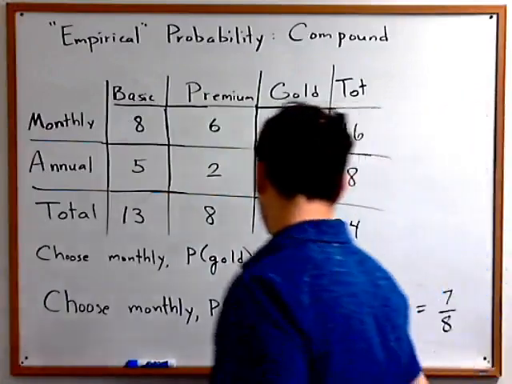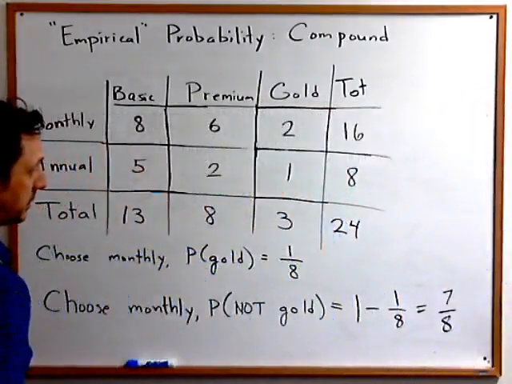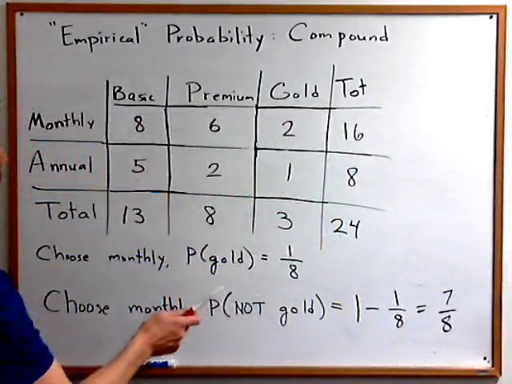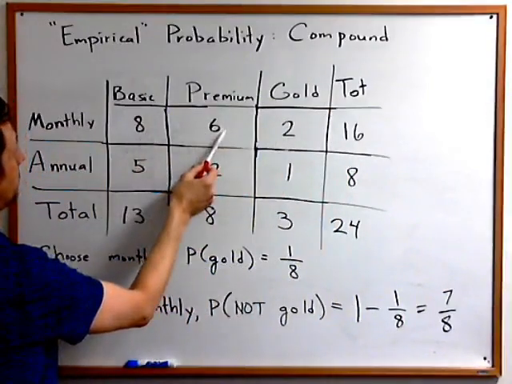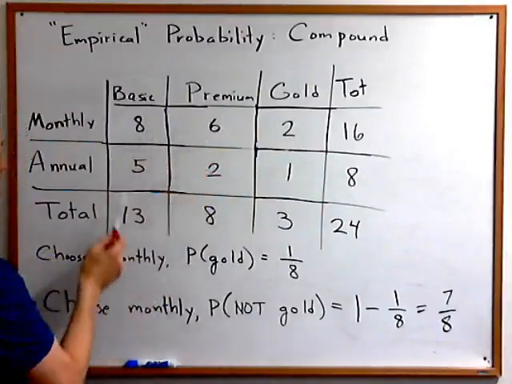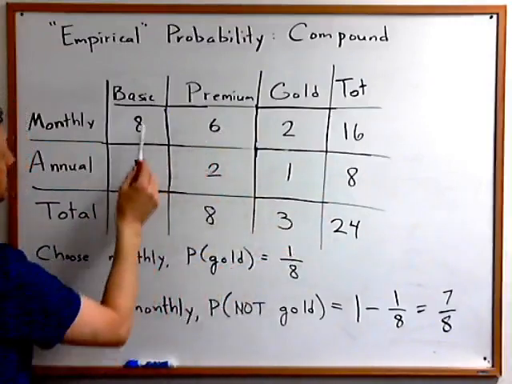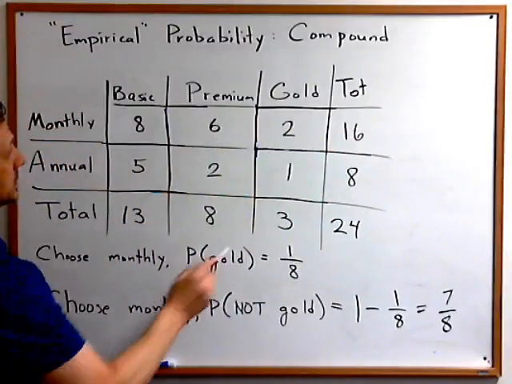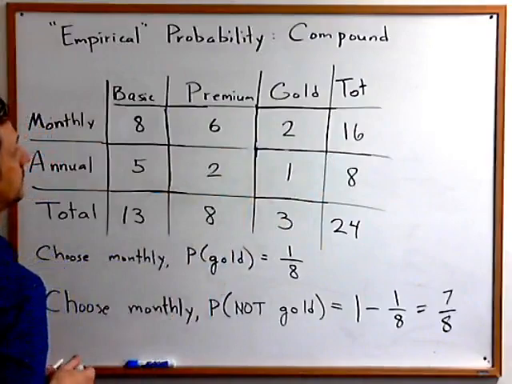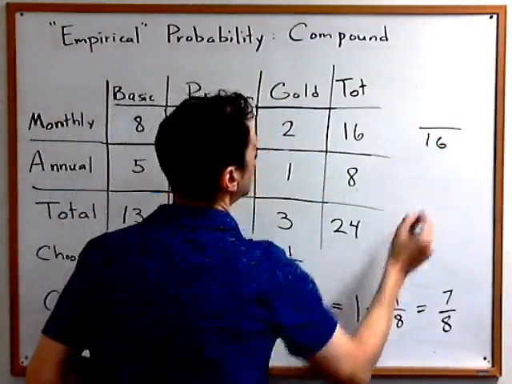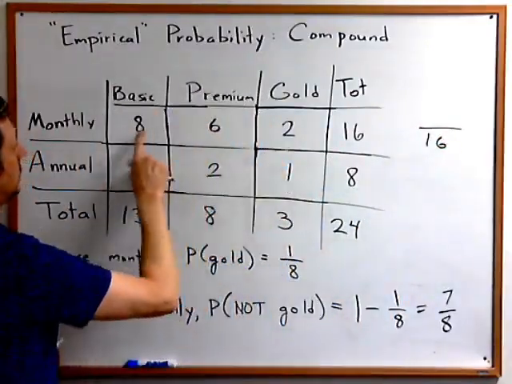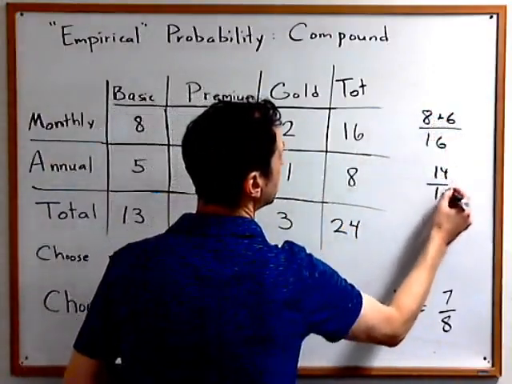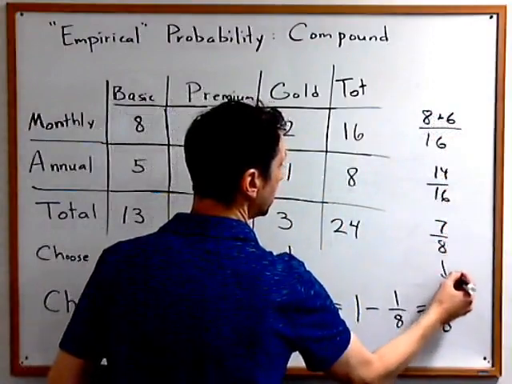Just to confirm or get a little understanding of why that works, basically all the monthly members who are not gold are either basic or premium. And remember, since we're choosing monthly, we don't care about anybody else in this table. We're only looking at the first row. And out of all those 16,000 subscribers, which ones are not gold? The basics and the premiums. That adds up to 14. And what do you know? That's 7/8.